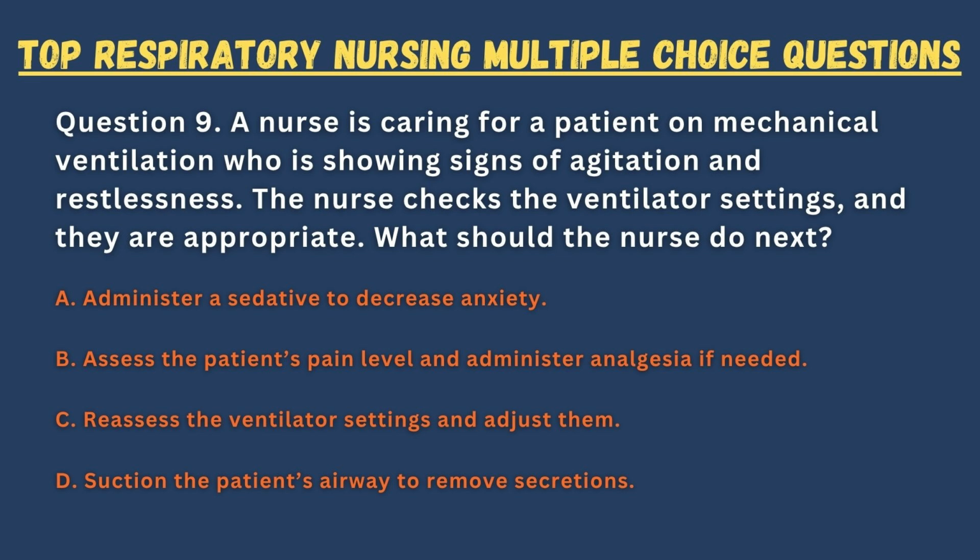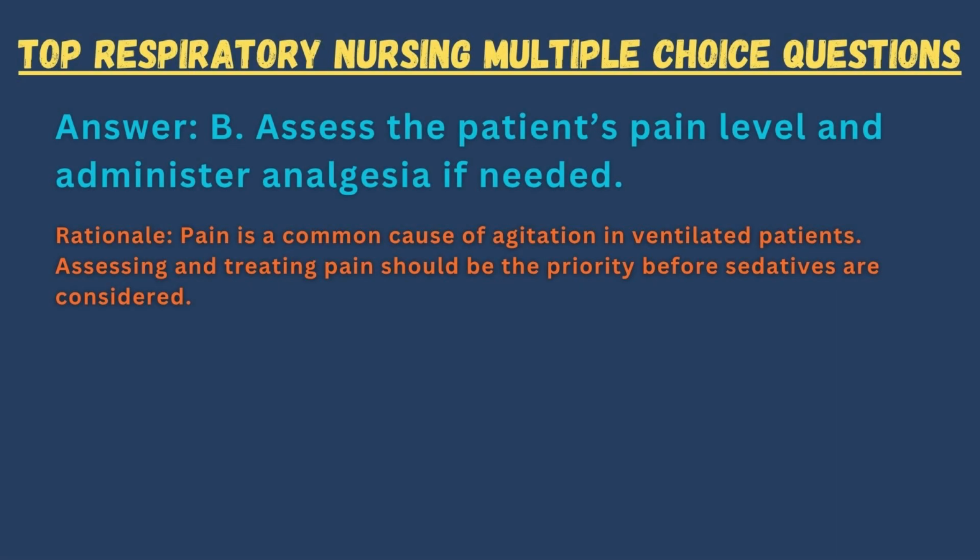A. Administer a sedative to decrease anxiety. B. Assess the patient's pain level and administer analgesia if needed. C. Reassess the ventilator settings and adjust them. D. Suction the patient's airway to remove secretions. Answer. B. Assess the patient's pain level and administer analgesia if needed.